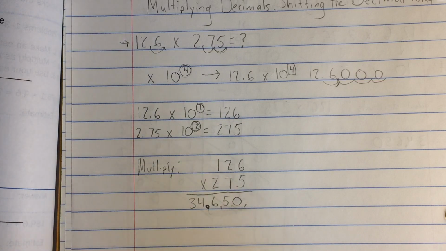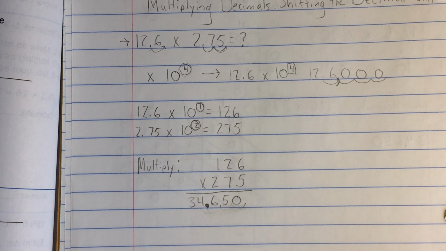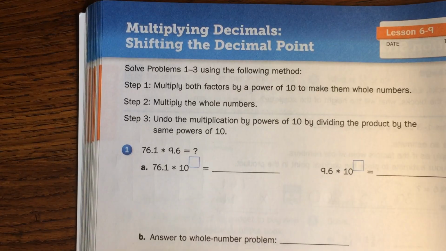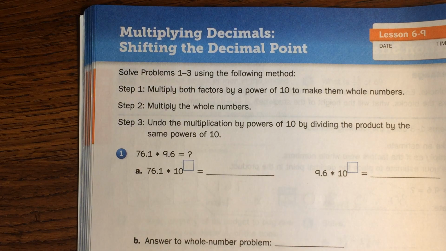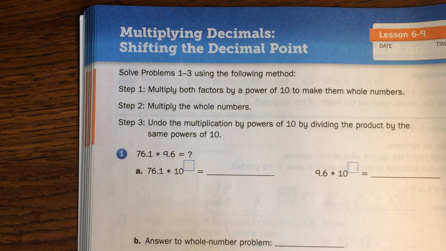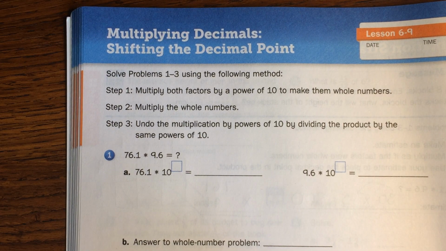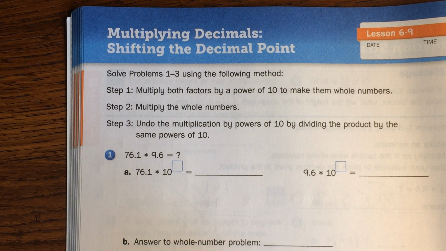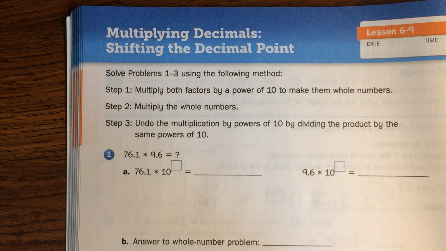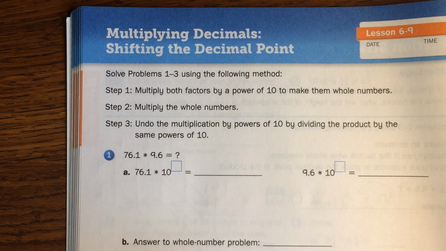Okay, so to review, and this is shown on page 220, here's the process in slow motion. Multiply both factors by a power of 10 to make them whole numbers. Then multiply those whole numbers. You can do that using traditional multiplication or lattice. I would like you to practice the multiplications instead of just putting it into a calculator. And then number 3, undo the multiplication by powers of 10 by dividing the product by the same powers of 10. That's the most confusing part.